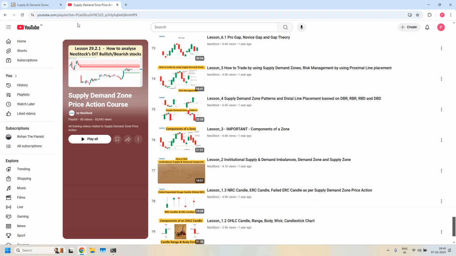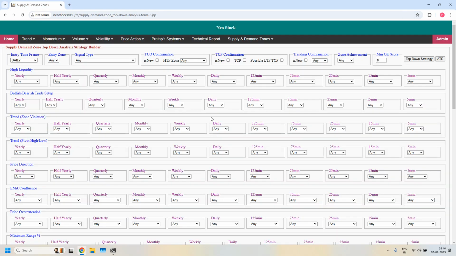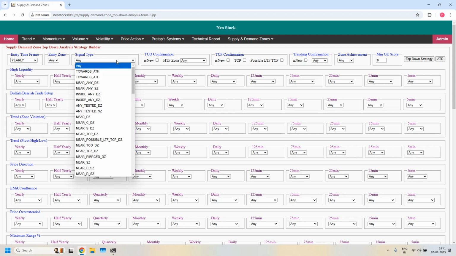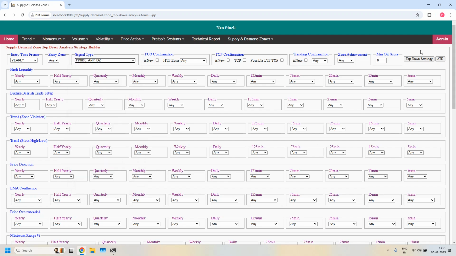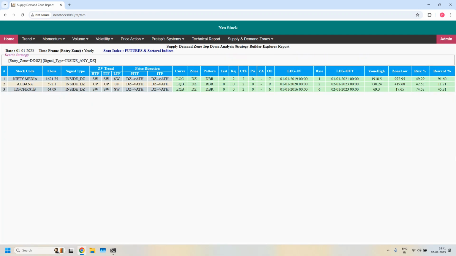Now let's get into the report generation with the help of NeoStock Software Supply Demand Zone Top-Down Analysis Strategy Builder. And today is also a weekend. I am going to generate a few additional weekly reports also. First, let me start with the yearly time frame. Price closed inside the yearly demand zone. We got 3 stocks.